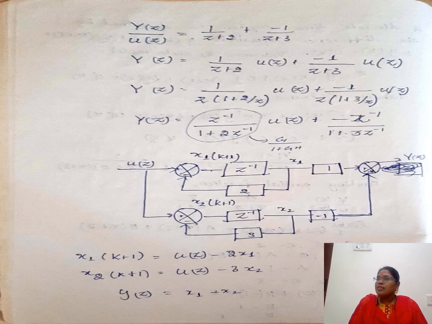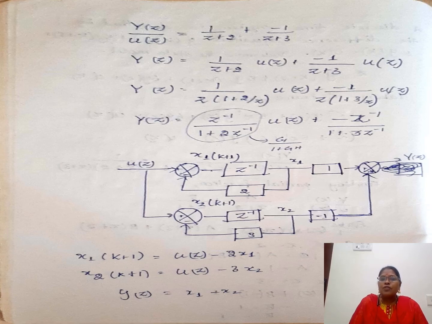Then after finding this A and B value, substitute in this equation. So you will get 1 by z plus 2 minus 1 by z plus 3. Bring this U of z to that side. So this is the equation you will get. After this, I am just going to convert this into 1 by z, 1 plus, taking this z term outside. And so you will get 1 plus 2 z inverse. And this becomes 1 plus 3 z power minus 1.